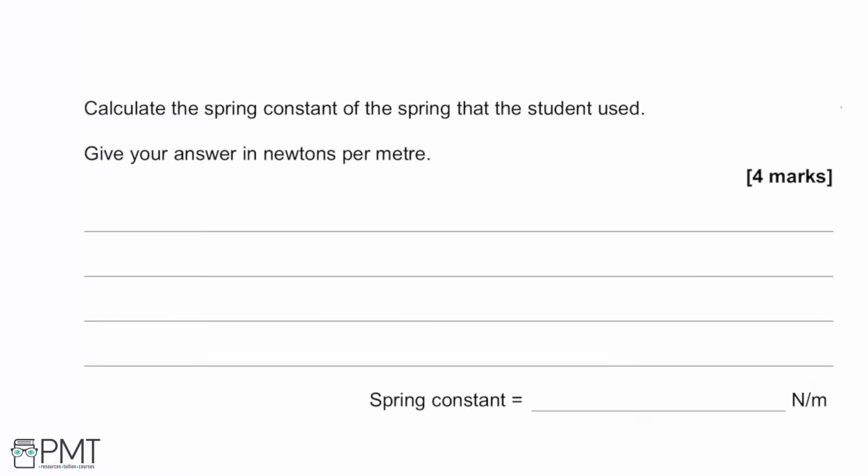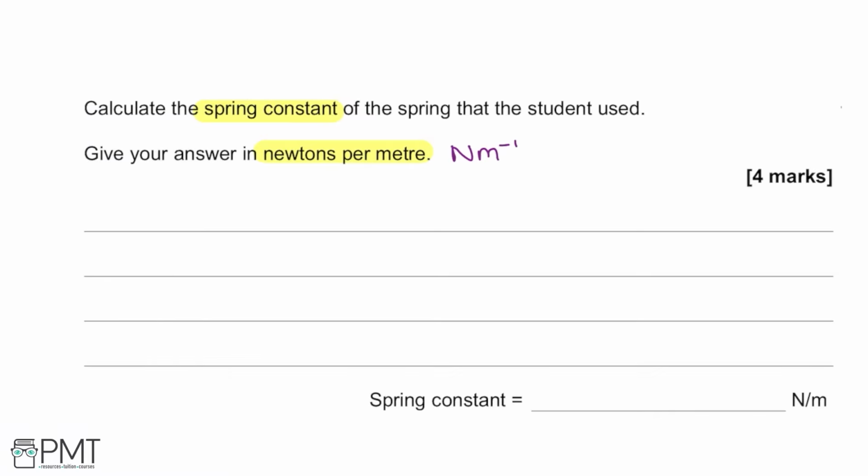So here I'm asked to calculate the spring constant of the spring that the student used and to give my answer in newtons per metre. This is important to remember, so I'm just going to jot down the units next to it so they stand out and I make sure to remember to do any conversions that might be necessary. This question is worth 4 marks, so it's going to be important to do some rearranging and working with the equation, and then linking back to these units and doing any conversions necessary.